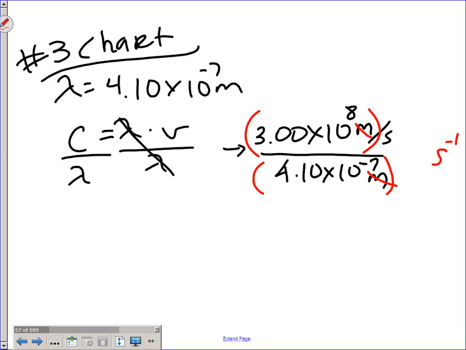All right, Natalie. What'd you get for frequency? 7.30 times 10 to the 14th what? That's s to the negative 1. Okay, so per second, or s to the negative 1. Anybody else get 7.30 times 10 to the 14th?